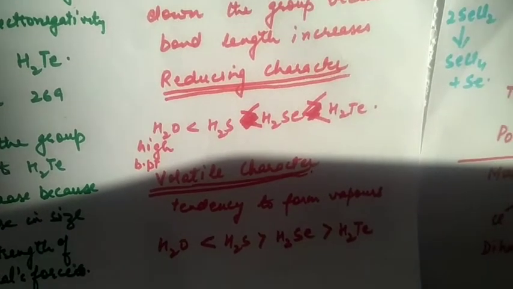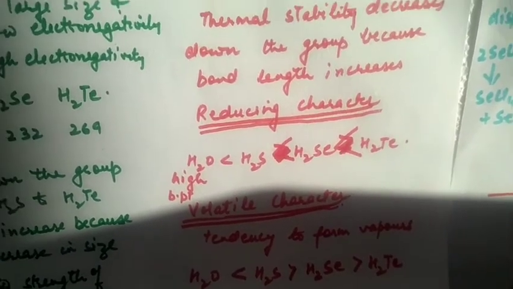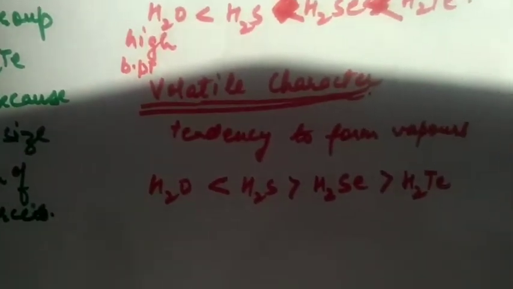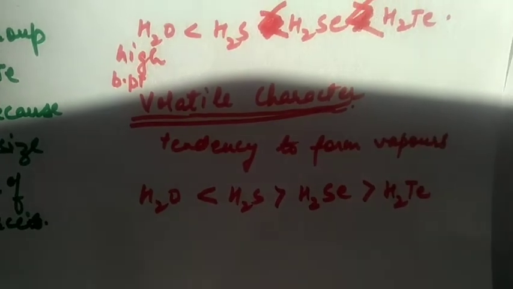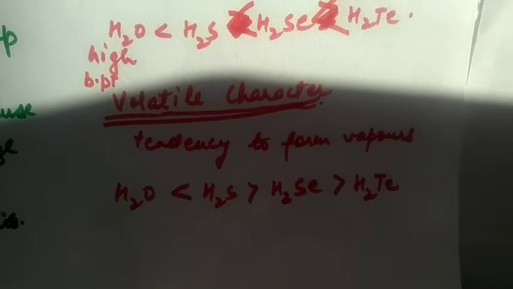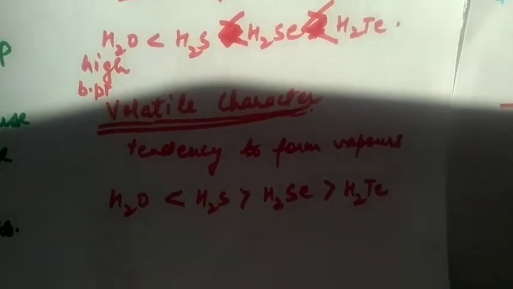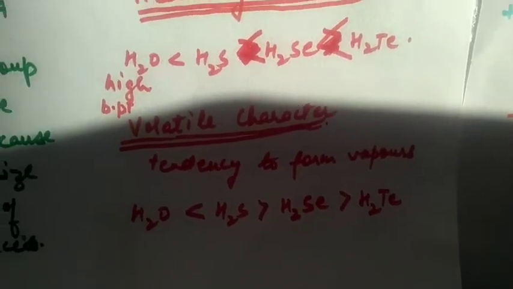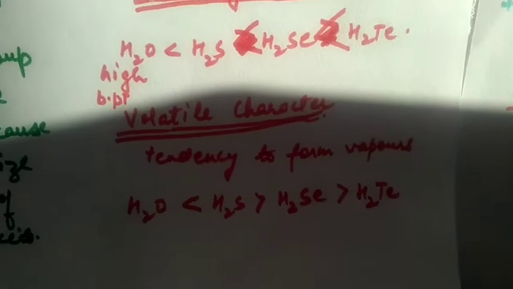Volatile character is tendency to form vapors, so it is in the similar manner as it is in the case of boiling points. That is, water will have the least volatile character amongst all the hydrides, and then H2S is most volatile, and then down the group again volatile character decreases because the boiling point increases.